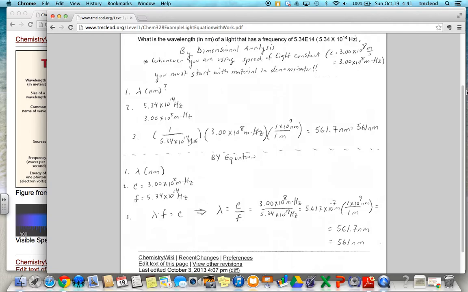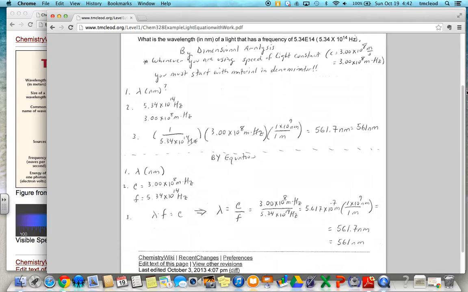So you're going to take 1 over the frequency and multiply it by the conversion factor. As you can see, there's no 1 over the other because it's all being multiplied, so that stays on the top. And since the question asks for nanometers, we're going to get meters, so you have to go from meters to nanometers, which you know, and you end up with 561.7 nanometers, which is equal to 562. Interesting, that's wrong. It should be 562 nanometers.